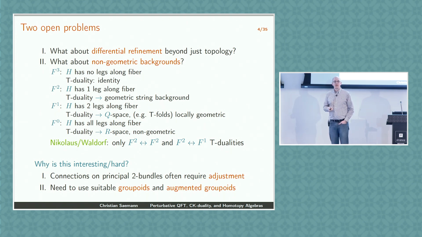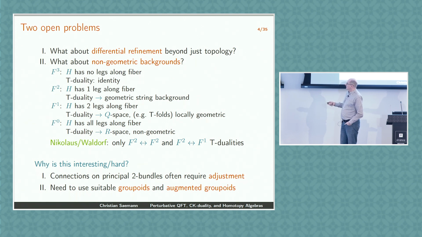So in their picture, Nikolaus and Waldorf did the topological part, and the topological part you can just capture by principal 2-bundles. But if you go beyond that, if you have differential refinement, you expect scalar fields, and therefore you need to go to groupoids. And if you go to the R-spaces, you expect actually also something like -1 forms that have global curvatures. So then you go to augmented groupoids, right? These are the key ingredients to answer these two questions.